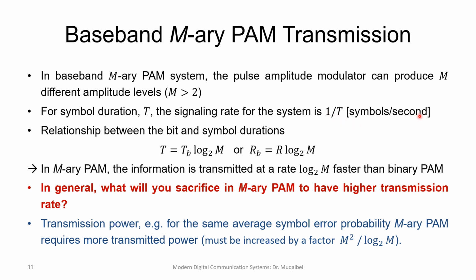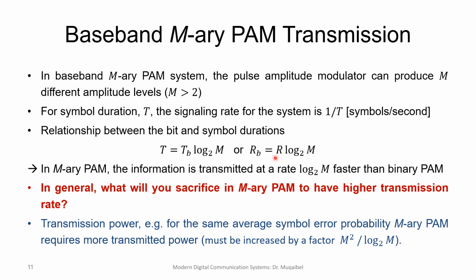Please do not confuse sample in the sampling process and symbol. They are two different things. So the relation between the bit and the symbols: of course, the symbol duration is greater than the bit duration if we have more than binary. So remember that T_B is the bit duration, T_S or just T is the symbol duration, and M is the number of alphabets in the M-ary communication.